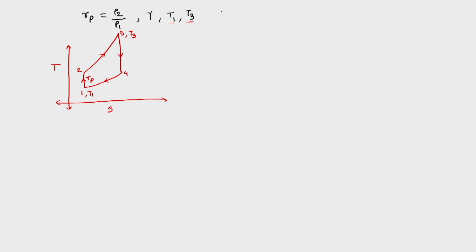In the process 1 to 2, we should know T2 and P2. We know P2 by P1 is equal to Rp, and Rp is known to us. That is why P2 is equal to P1 into Rp. Then we should know T2. For that we know the formula from isentropic relations: T2 by T1 is equal to (P2 by P1) raised to (gamma minus 1) upon gamma. This is the isentropic relation.